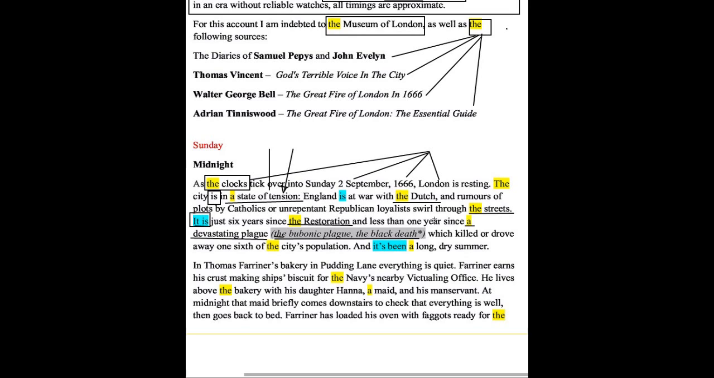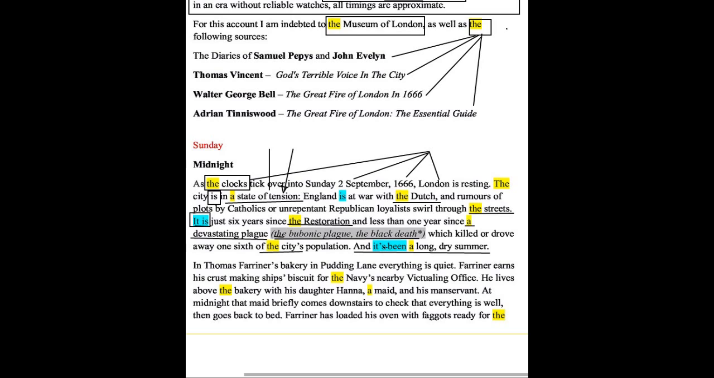Well, it's less than 1 year since a devastating plague struck. And we have the same point in the next sentence. Of course, the city refers to London, so London's population. But have a look at the next sentence. It's been a long, dry summer. Now, "it has been" is just like "it is." It's present perfect for "it is." We've used present perfect to put the reader in that situation.